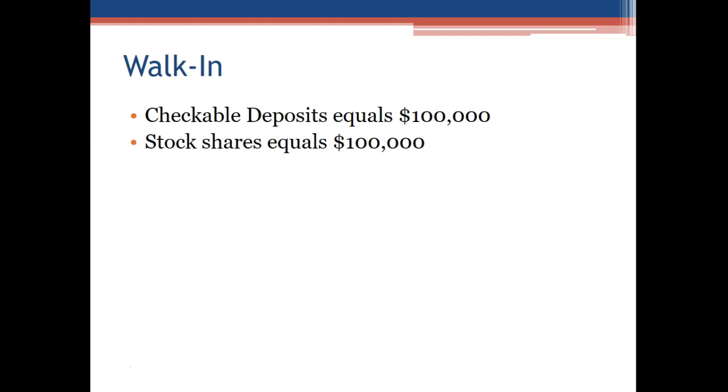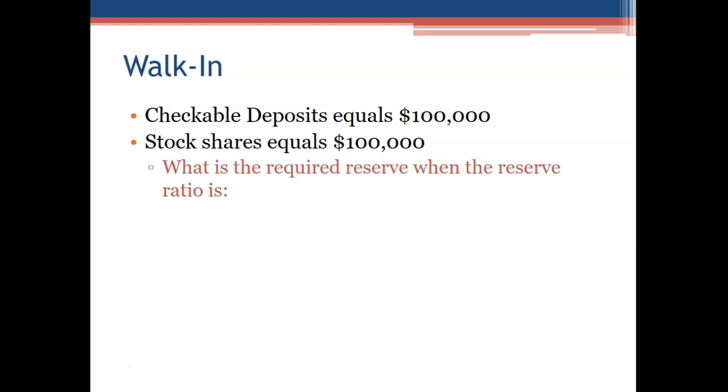Now we're going to start a little warm-up for us to see what's going on. So if a bank has checkable deposits equal to $100,000 and stock shares equal to $100,000, what is the required reserve when the reserve ratio is 1/5, 1/10, and 1/20th? Go and take a moment to think about this.